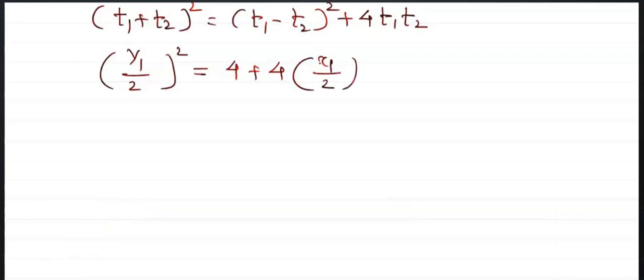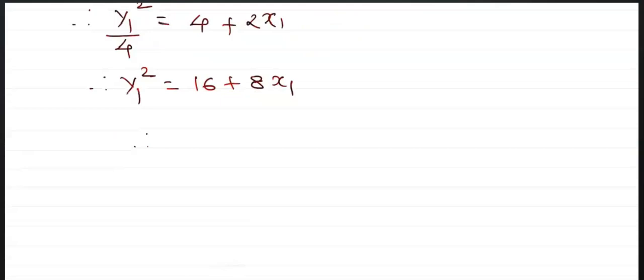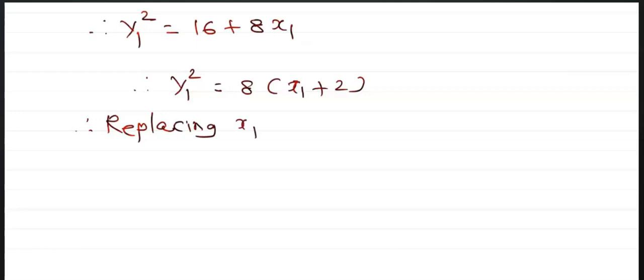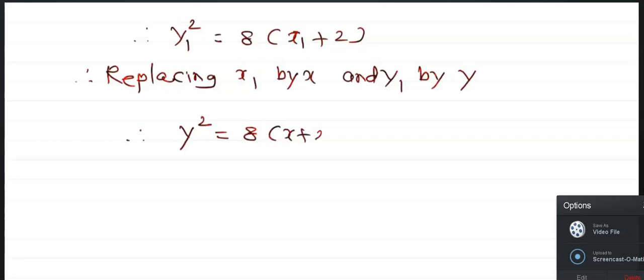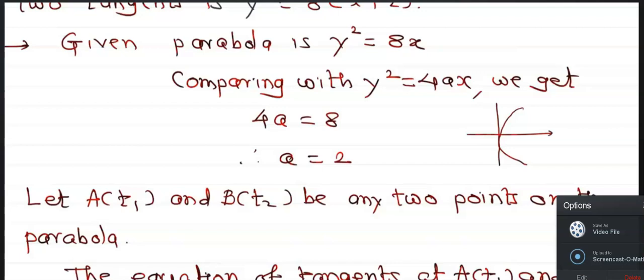Therefore, after simplifying, you will get y1 square is equal to 16 plus 8x1. Therefore, y1 square is equal to 8 in bracket x1 plus 2. Replacing x1 by x and y1 by y, you will get y square is equal to 8 in bracket x plus 2. Now see this parabola. That's the focus.